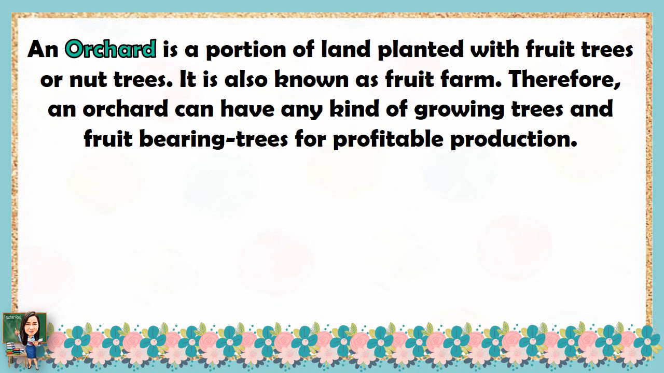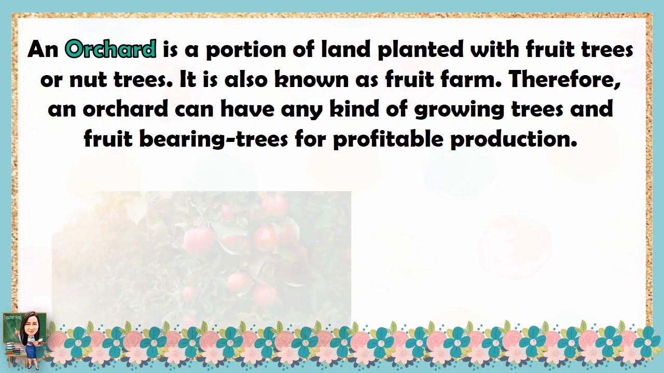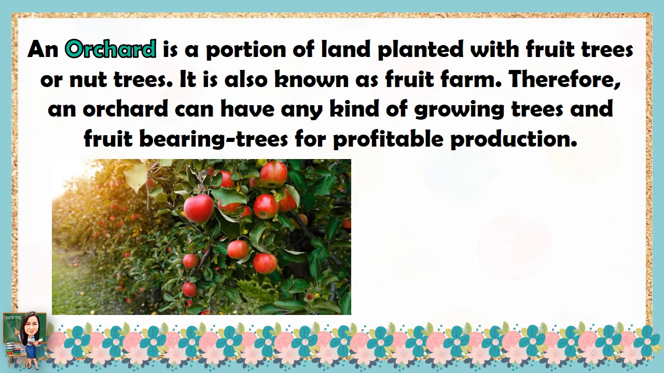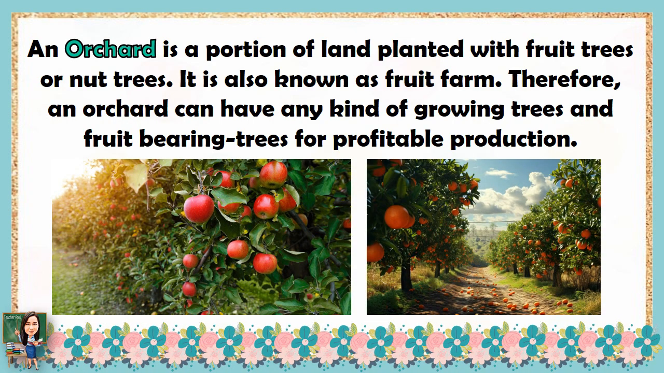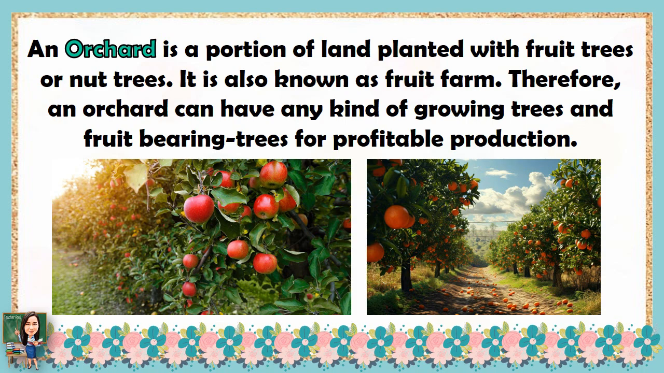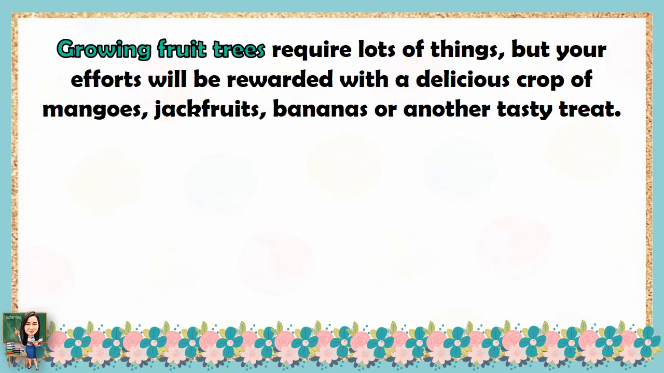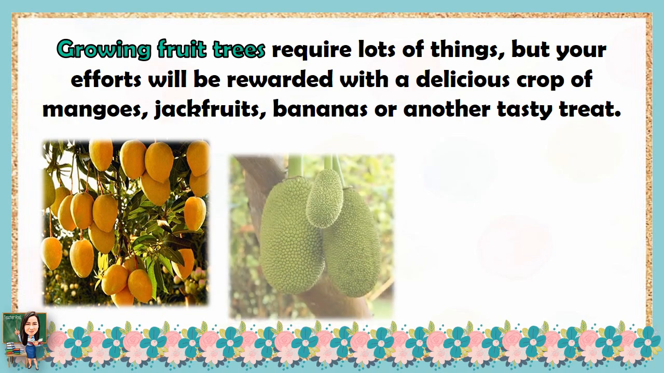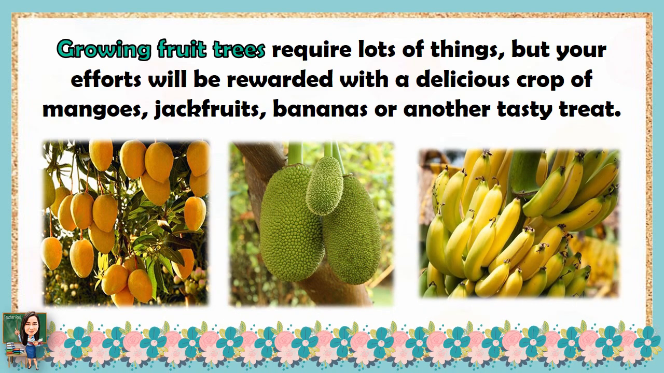An orchard is a portion of land planted with fruit trees or nut trees. It is also known as a fruit farm. Therefore, an orchard can have any kind of growing trees and fruit-bearing trees for profitable production. Growing fruit trees requires lots of things, but your efforts will be rewarded with a delicious crop of mangoes, jackfruits, bananas, or another tasty treat.